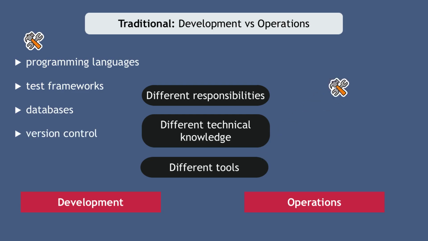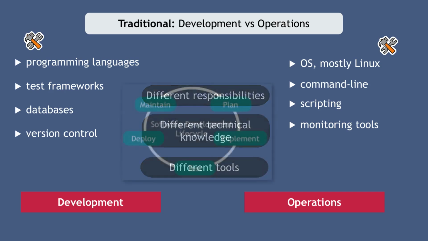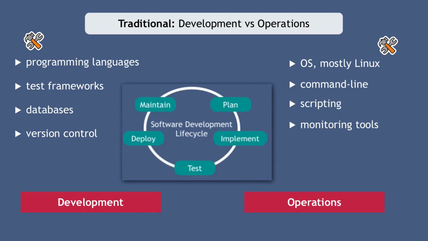On the side of the IT operations, it's more the operating system, mostly Linux, command line tools, scripting, meaning writing automated scripts for the operating system and the servers, monitoring tools that allow them to monitor if something happens to their IT infrastructure, and so on. So a completely different tool set, which means that these two jobs or areas of responsibility that are part of the same process of software development delivery, so to say, have completely different competencies, skills, and know-how.